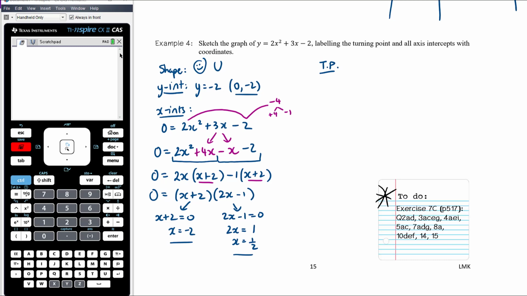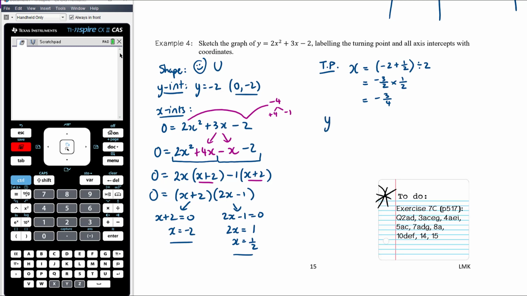So our turning point is going to be halfway between our two x-intercepts. So we need to add them together and divide them by 2. Now, because one of them's a fraction, I'm going to write that slightly differently. I'm going to add them together, -2 plus 1/2, and divide them by 2, rather than have a fraction in a fraction. Okay, so -2 plus 1/2, so that's -2 is -4 on 2, plus 1 on 2, so that's -3 on 2. And then we're dividing by 2, which is the same as multiplying by 1/2. So it's -3 on 4.